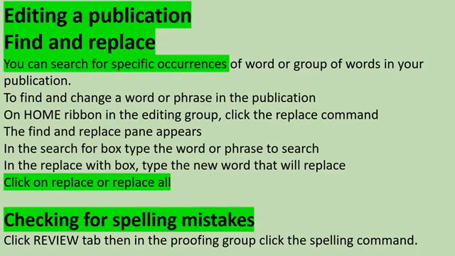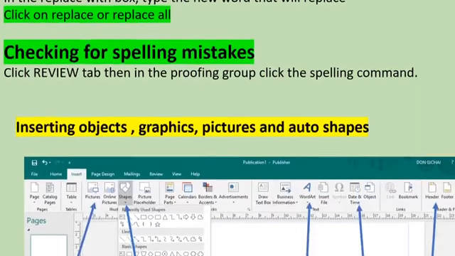Then we have checking for spelling and grammar mistakes. You click on the review tab, then in the proofing group, click the spelling command, then run it by either hitting change, add to dictionary, or ignore all.